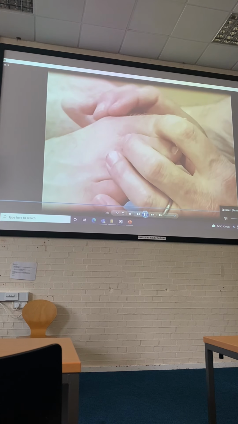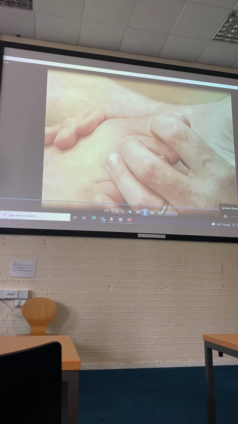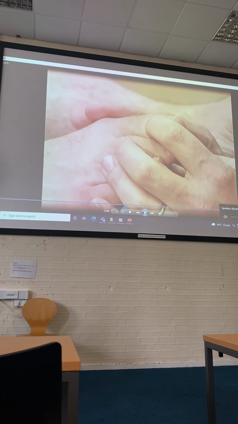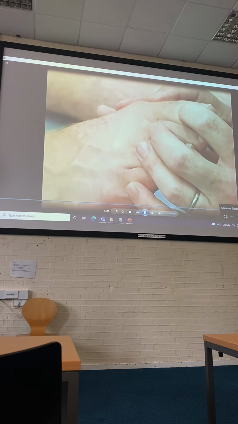Gout classically affects the first metatarsophalangeal joint in 50 to 75% of cases, and this must be borne in mind when you are assessing somebody with a painful first metatarsophalangeal joint.